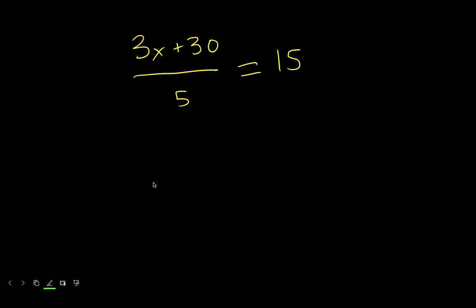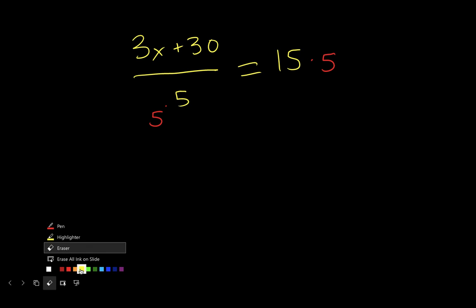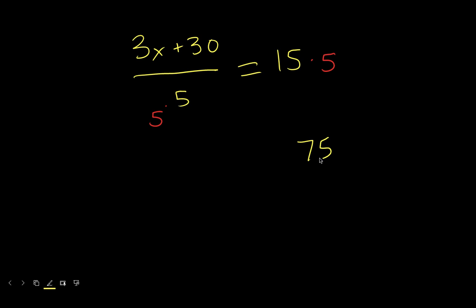So first thing we're going to do is get rid of this 5. To do this, we're going to do multiplication. Multiply by 5 on both sides. 15 times 5. 5 times 5 is 25. 1 times 5 is 5, and then we have 75. So 75 is equal to 3x plus 30. We just broke the bottom block, which was the 5, and now we have 3x plus 30.